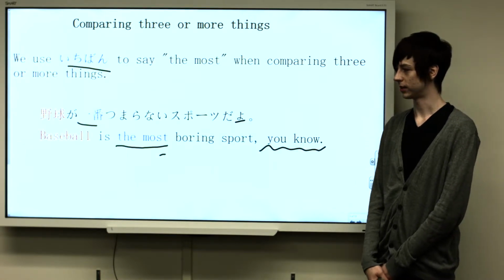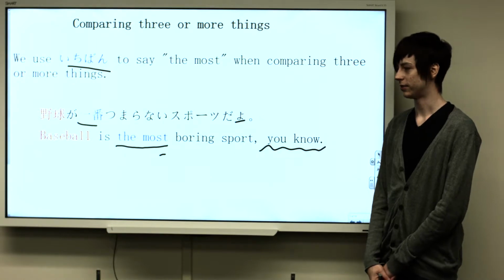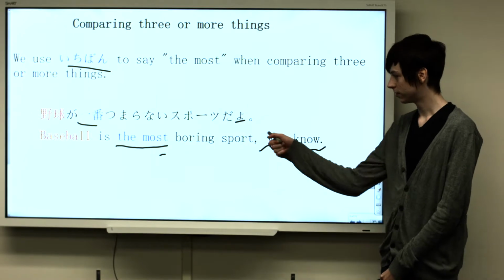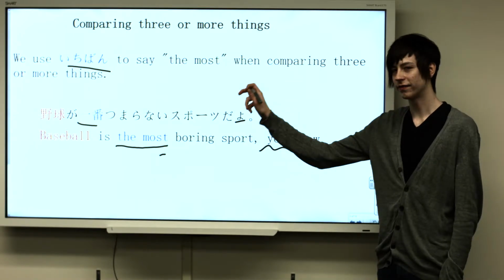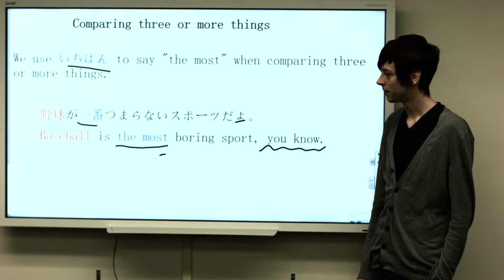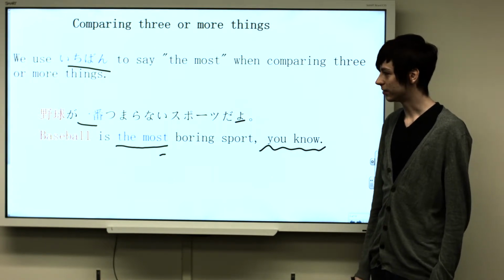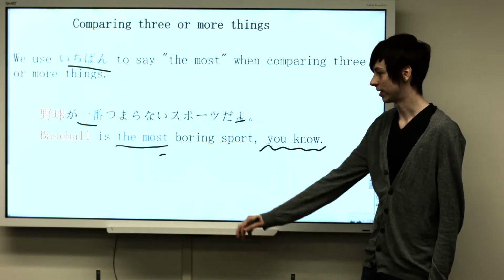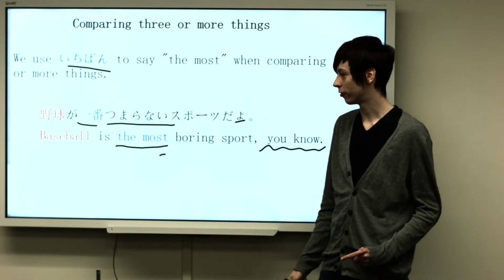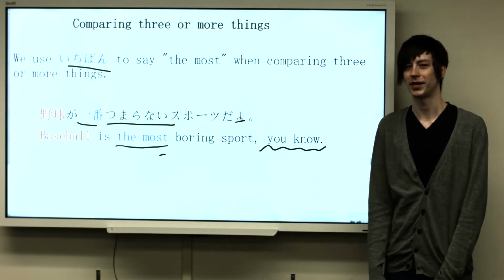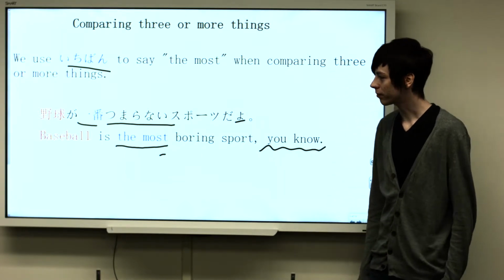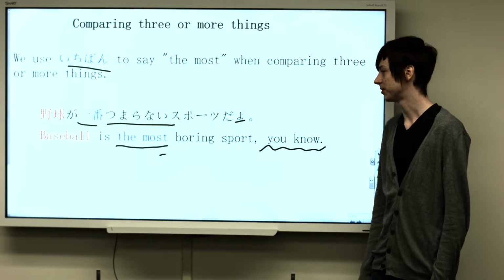Okay, so let's look at this. Yakyū ga ichiban tsumaranai sports da yo. So the da yo just means, if you put that at the end of a sentence, to imply that the person kind of understands what you're saying. So yakyū ga ichiban, number 1, tsumaranai, which means boring. So it's the number 1 boring sport. But that doesn't sound too grammatically correct. So we want to say baseball is the most boring sport. Yakyū ga ichiban tsumaranai sports da yo.